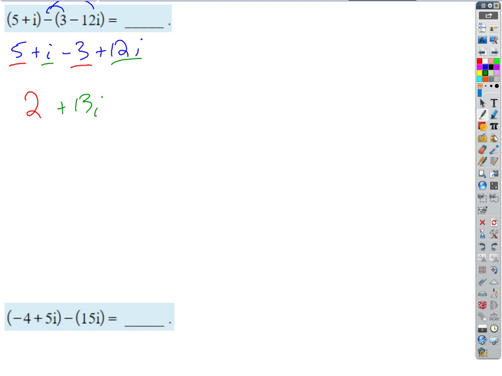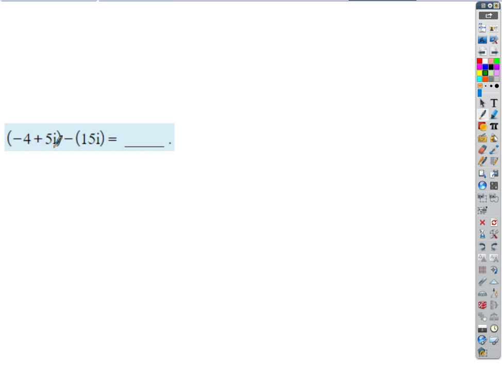It looks a little weird, but it's easier. The only thing I have to do is subtract the 15i from the 5i. That's it, right? There is no real part to subtract here, so I'm just going to get negative 4 plus 5i minus 15i is... great. Okay, no big deal.